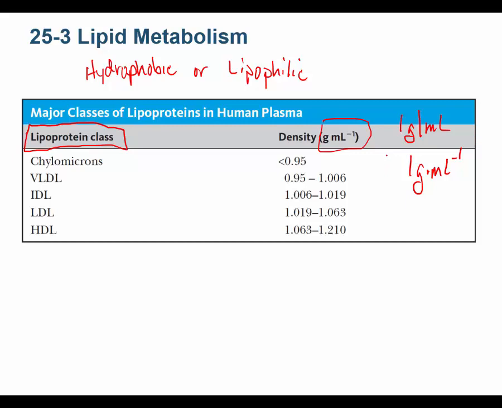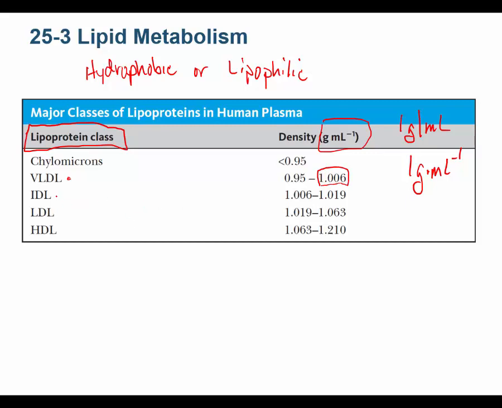So chylomicrons have a density less than water. The very low density lipoproteins have a density around water. Sometimes a little less, sometimes a little more, but right around water. You can see that when it's a little bit more, it's very little bit more, because water is exactly 1.